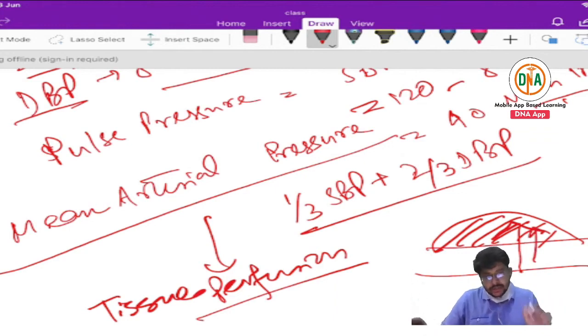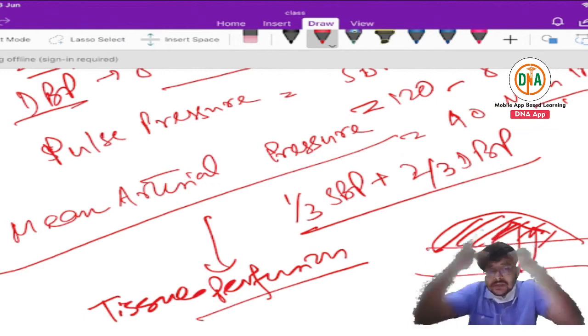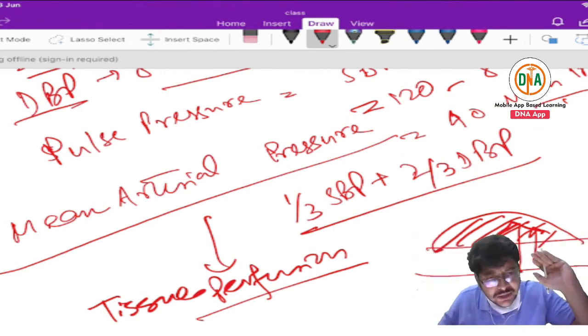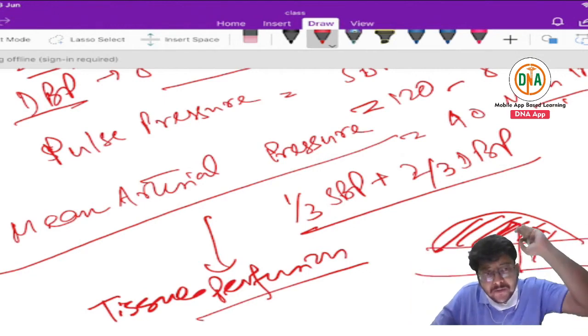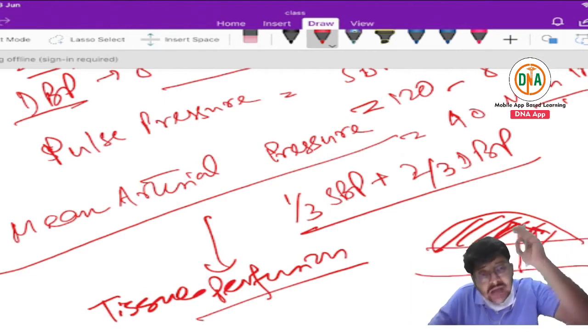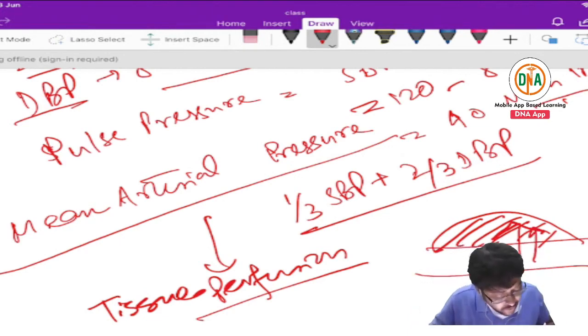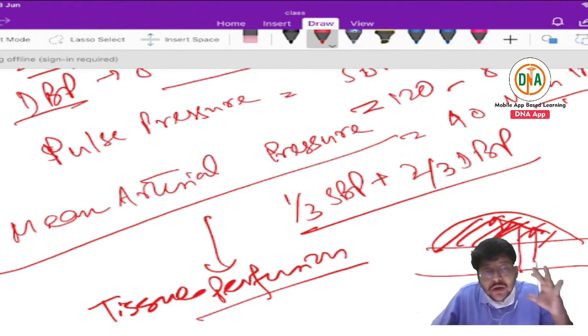So if mean arterial pressure is more, that means the average blood pressure on a temporal axis, over the whole spectrum of the cardiac cycle, is more. That's the mean arterial pressure: the average of blood pressure, time standardized. If that is more, the flow inside the tissue will be more. So that will give us the quality of tissue perfusion.